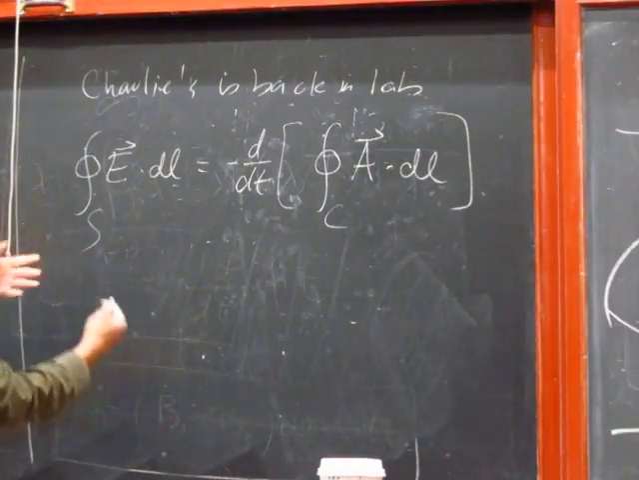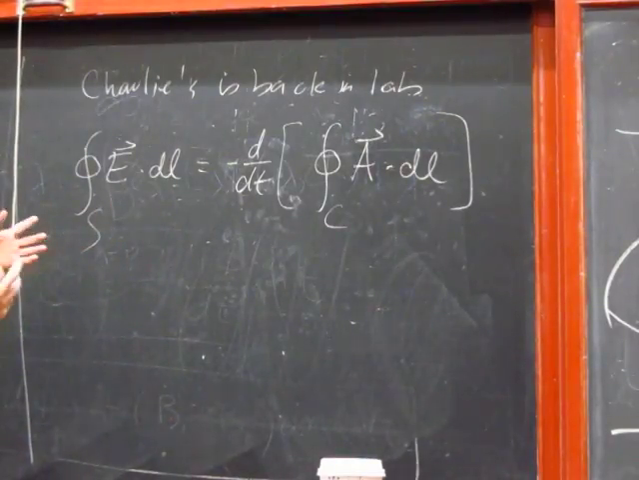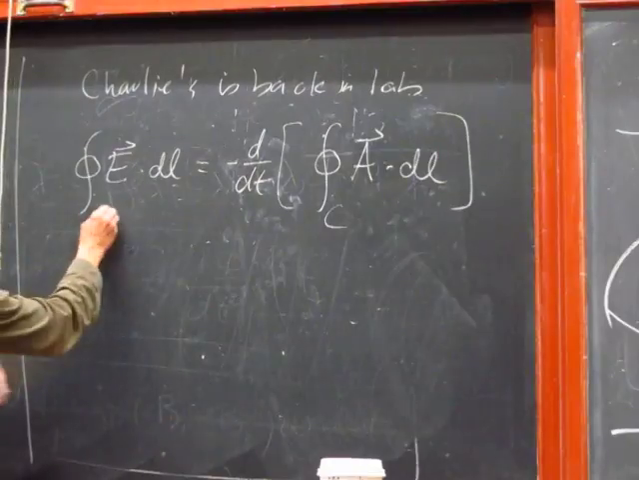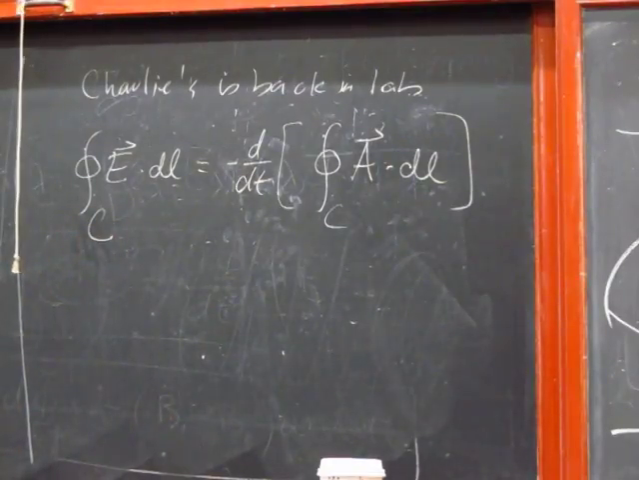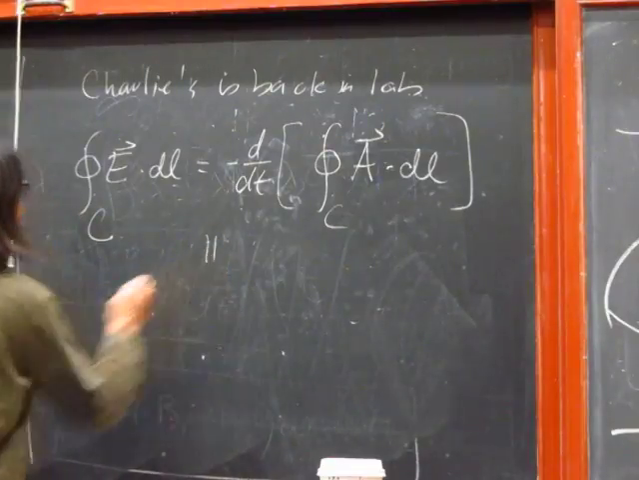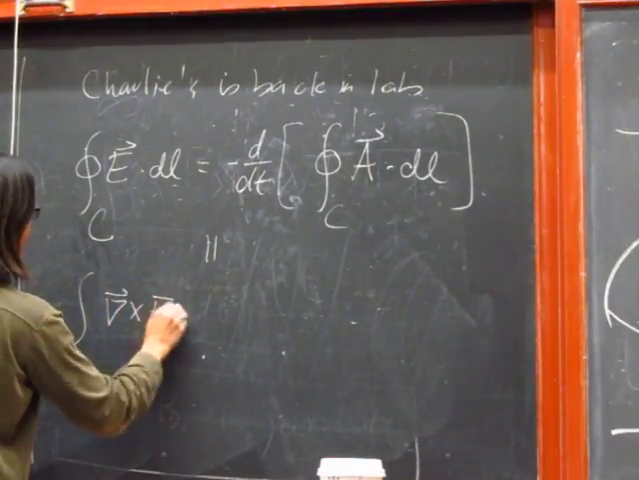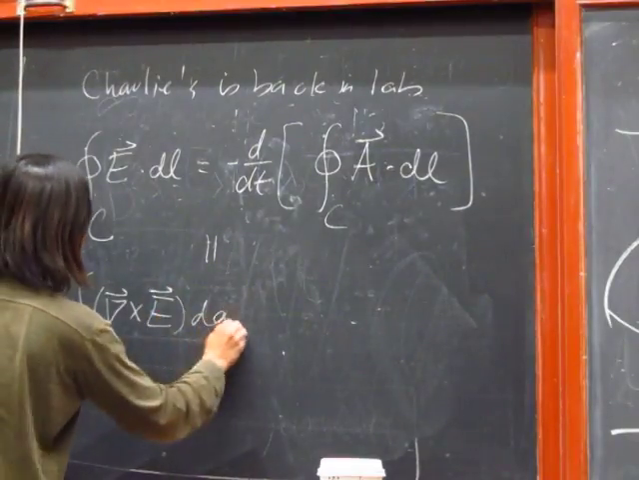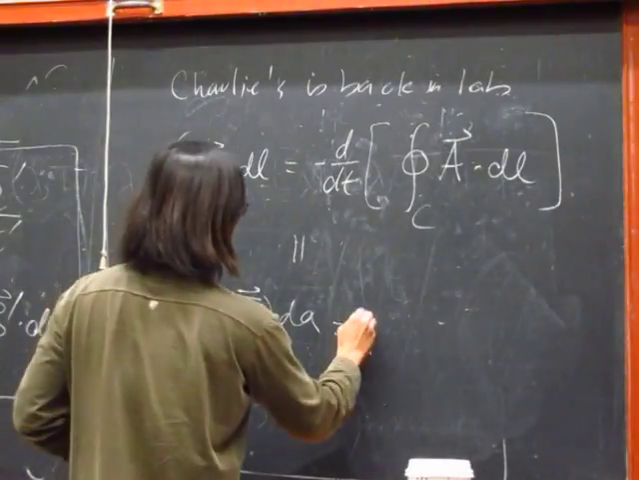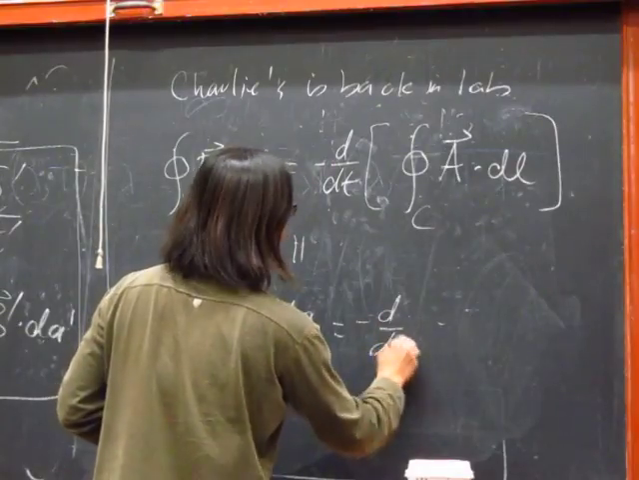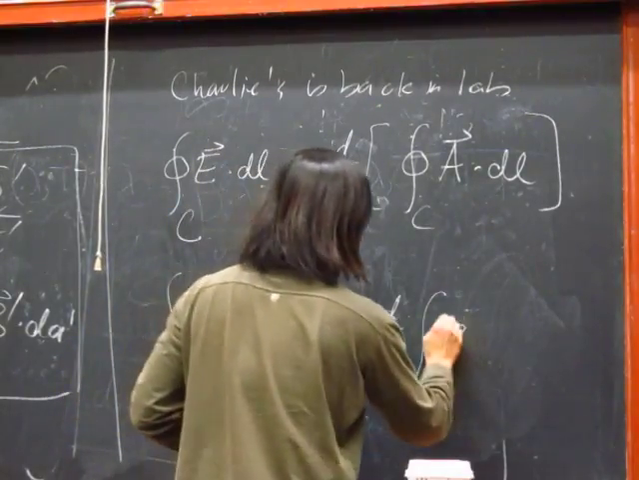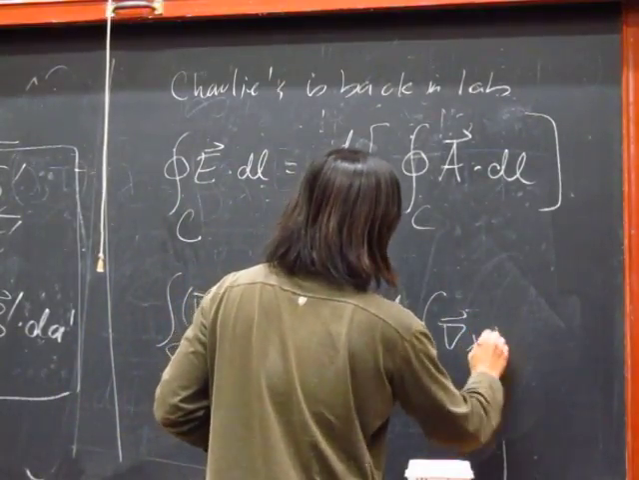So that this is true over any surface, you can also write this from Stokes' theorem. You can write it as the integral of curl of E dA over a surface is equal to minus d/dt of the integral of curl of A dA.